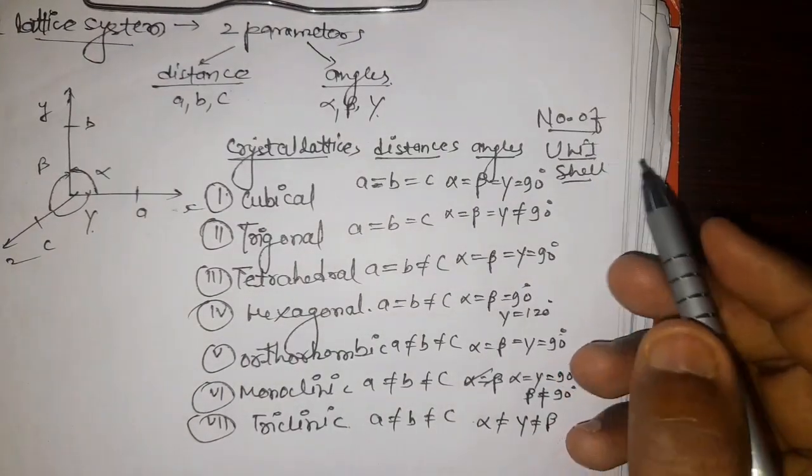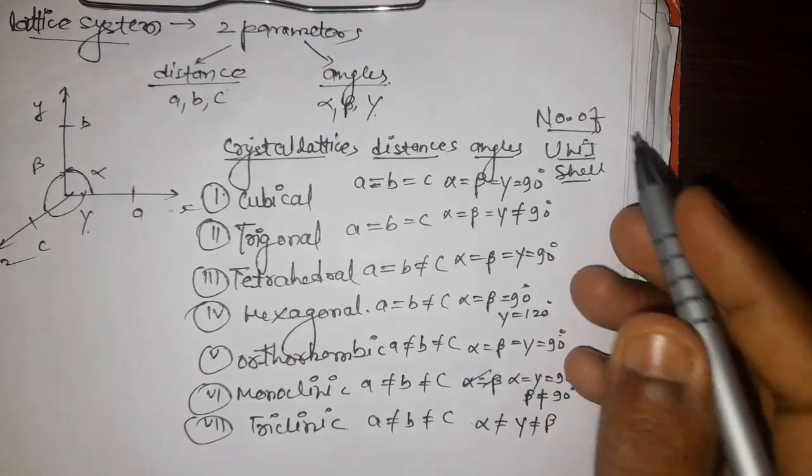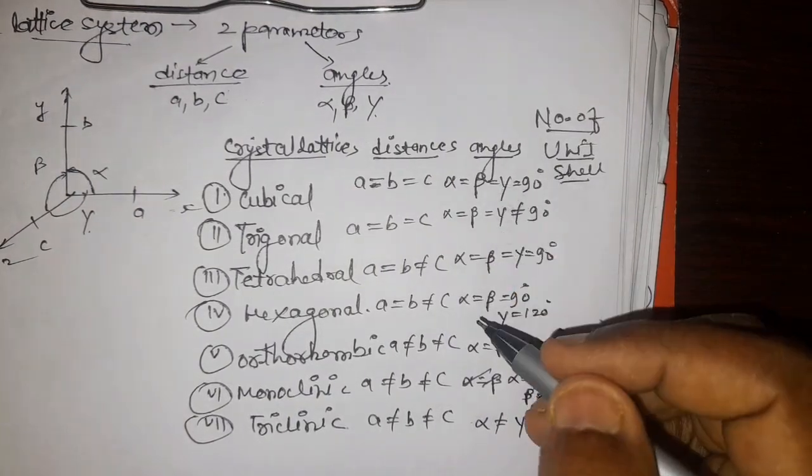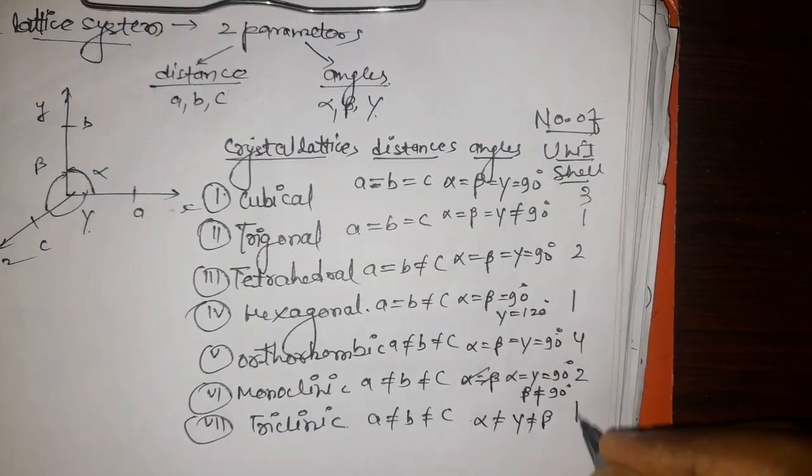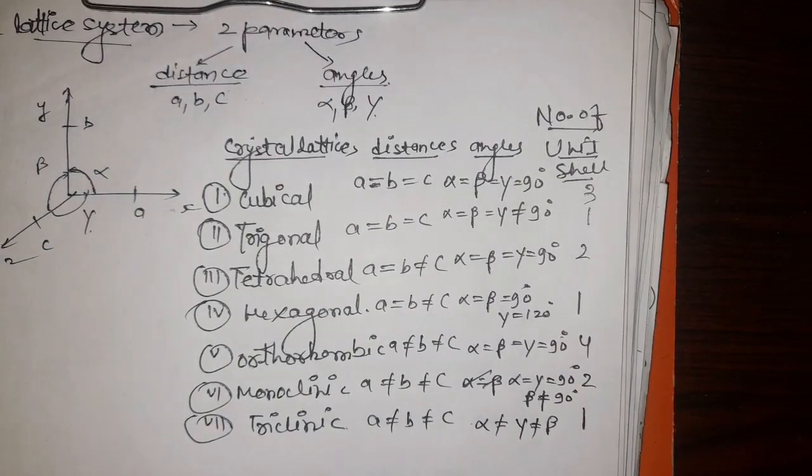Okay, the number of unit cells: there is a trick for learning the number of unit cells in each of the crystal lattices, that is 3 1 2 1 4 2 1. These are the things that we have to remember regarding the crystal lattice.